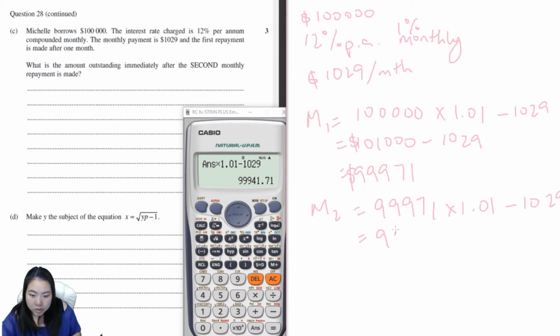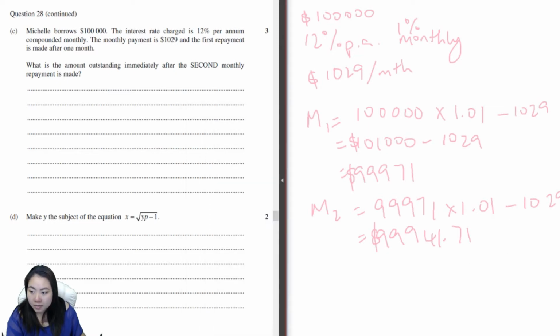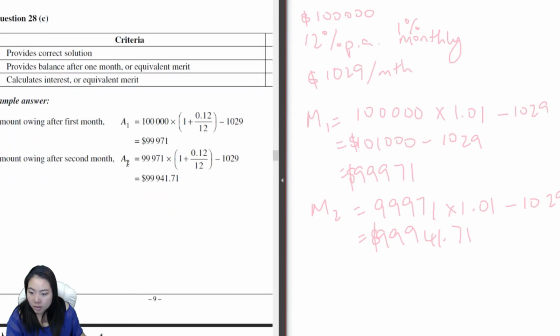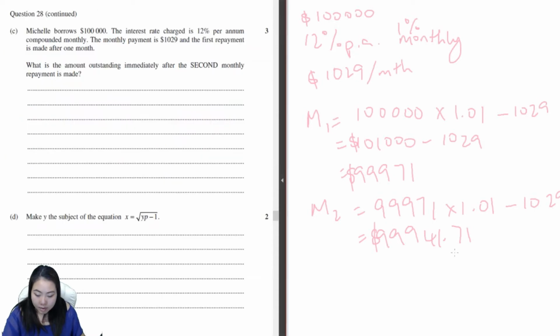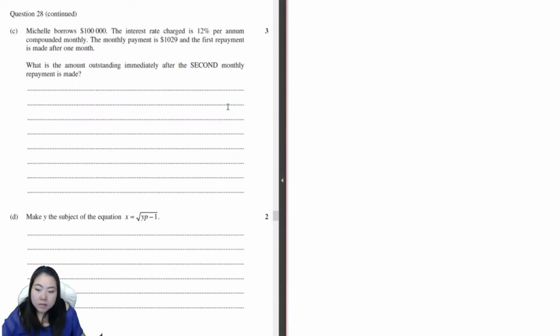After that, she's going to owe $99,941.71, which is what the question wants. What is the amount outstanding immediately after the second repayment is made? And that is this much. Let's see if it's right. $99,941. Yep, and 71 cents. Excellent. And that is 3 marks.